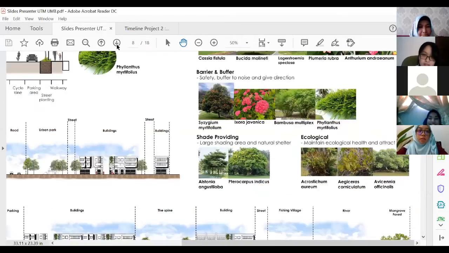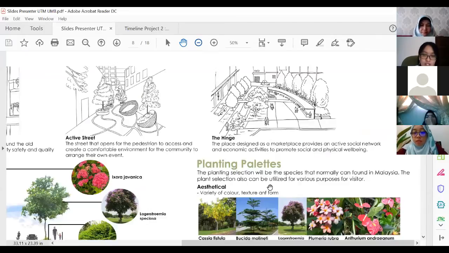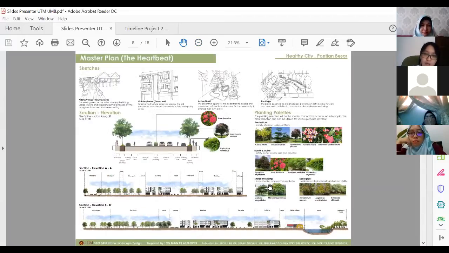Besides that, I have a planting palette, where I select plants that will provide a certain value, which is aesthetic. They act as a barrier or buffer at the area, and also provide shade. And the last one is the ecological benefit. So that's all of my presentation.